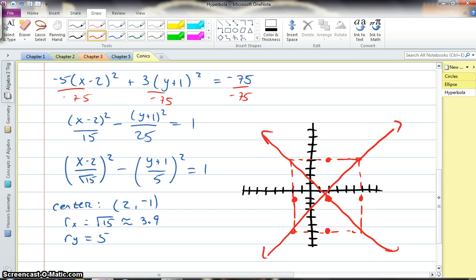Now, looking at this one, we said positive dominates. So in my graphing form, my x is the positive, the y is the negative. So does this open up and down or left and right? That's a decision you have to make. Well, positive dominates, so it's on the x. So this graph's going to open left and right.